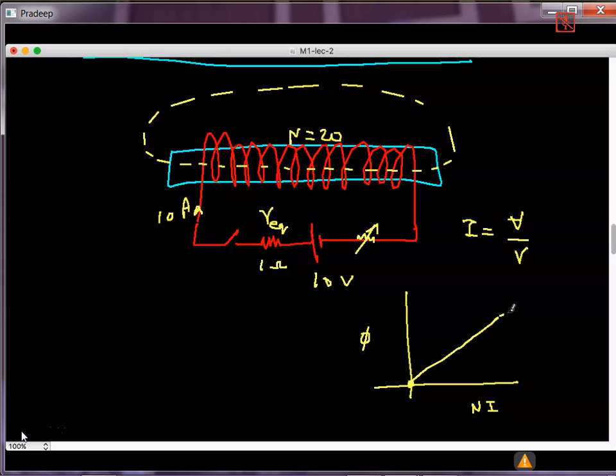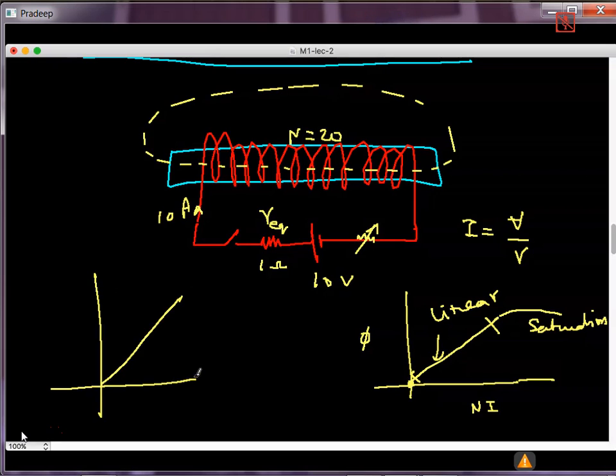After some time it becomes like this, because even though I am creating more ampere turns, that will not result in higher flux, because the core is already saturated. This is the saturation effect. But we are only discussing the linear part of the curve. Again, this is F, which is nothing but Ni, and this is flux.